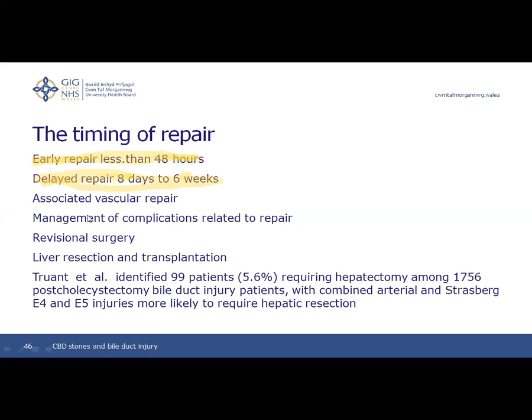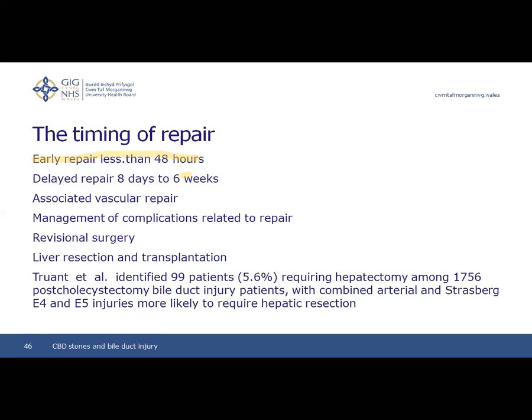Again, the management of complications related to repair. Any patient who has a common bile duct injury and who is managed intraoperatively or post-operatively is more prone to enteric stricture. So that's again a difficult thing to manage.